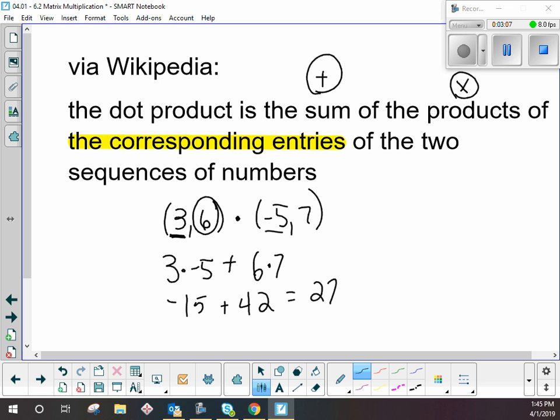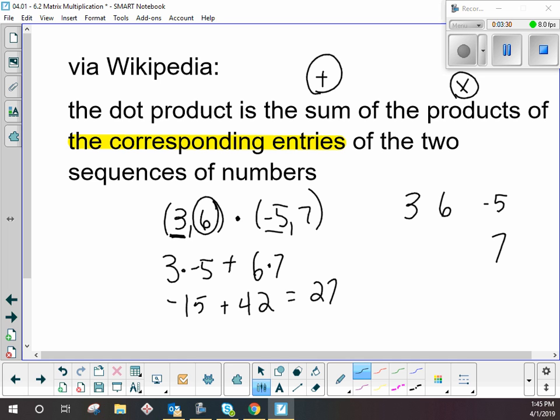How this is going to relate to matrix multiplication today is I will have a sequence of numbers like this, 3, 6. And I'm going to multiply it by another sequence, -5, 7, but it's not going to be horizontal. It's going to be vertical. Why do you think that is? Because this would be the row of a matrix, and this would be a column, okay?